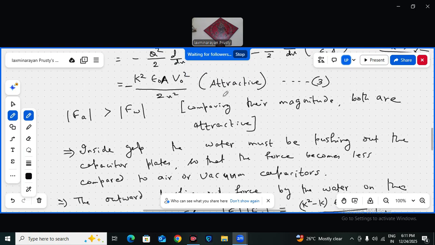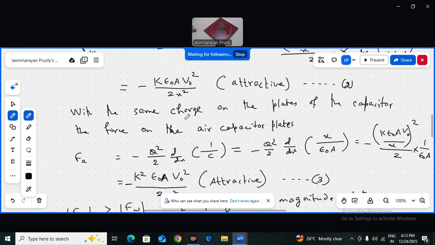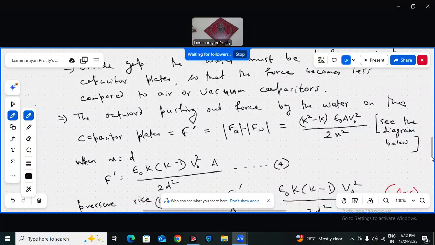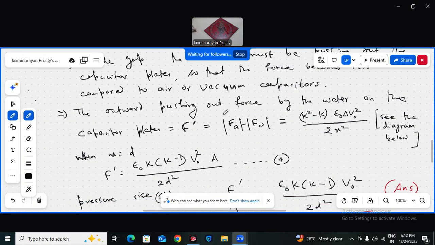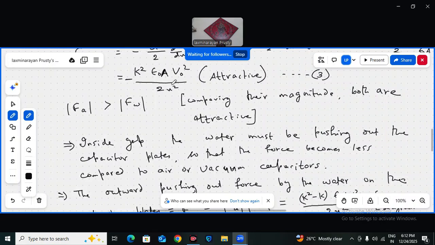Suppose the attractive force in air is 10 Newton. But once I put the water, it becomes 8 Newton. Obviously, water is pushing it out with a force of 10 minus 8, 2 Newton. That's the concept I'm using here. So F dash, the outward pushing force by the water on the capacitor plate, becomes Fa magnitude minus Fw magnitude, k square minus k. Other things are common: epsilon naught A V naught square by 2x square.